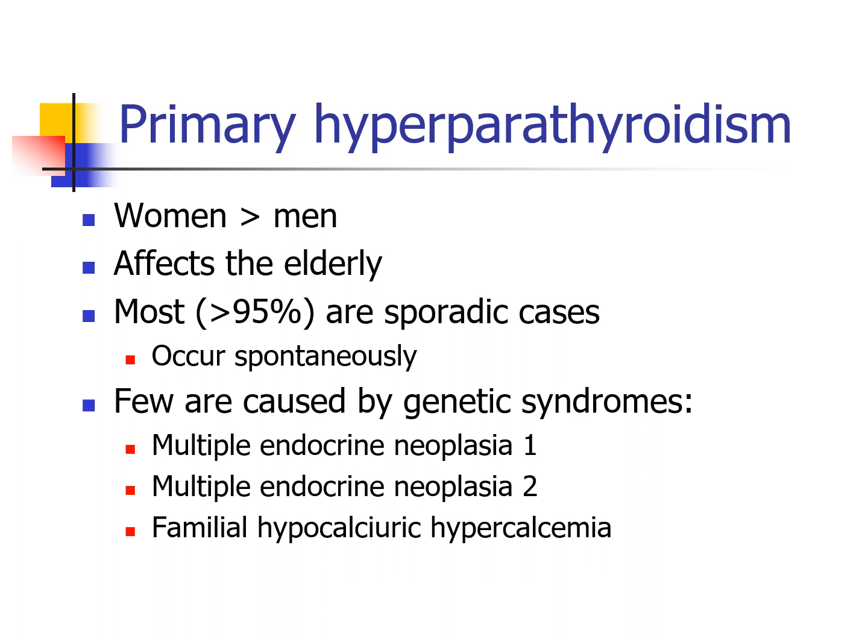Women are more affected than men in primary hyperparathyroidism, and it often affects the elderly. More than 95% of the cases are sporadic cases, which occur spontaneously. A few are caused by genetic syndromes such as multiple endocrine neoplasia 1, MEN2, and familial hypocalciuric hypercalcemia.